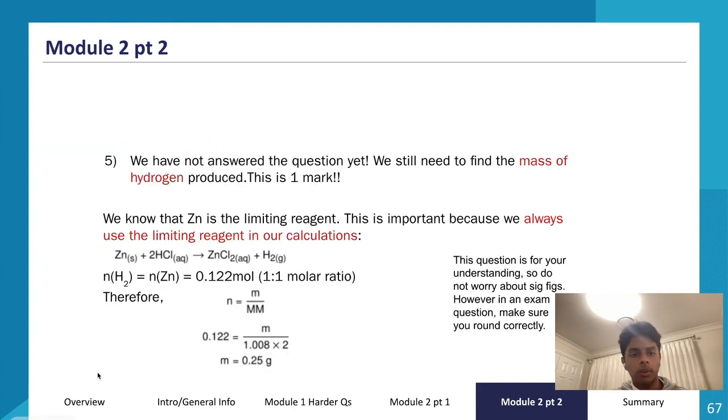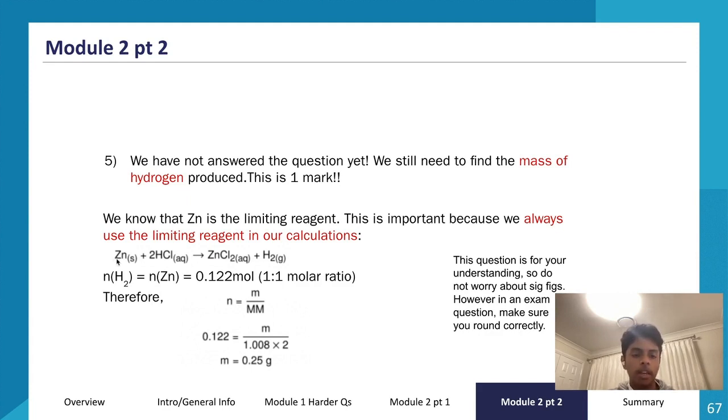So now we have the limiting reagent. But we haven't answered the question yet. We still need to find the mass of hydrogen produced. This is the final mark, right? So we know zinc is the limiting reagent, and this is important because we always use the limiting reagent in our calculations, because as I mentioned before, it's too much of a hassle otherwise. If we're trying to use molar ratio to calculate the amount of moles, we always use the limiting reagent because that's where the reaction ends, right? When the limiting reagent is consumed.